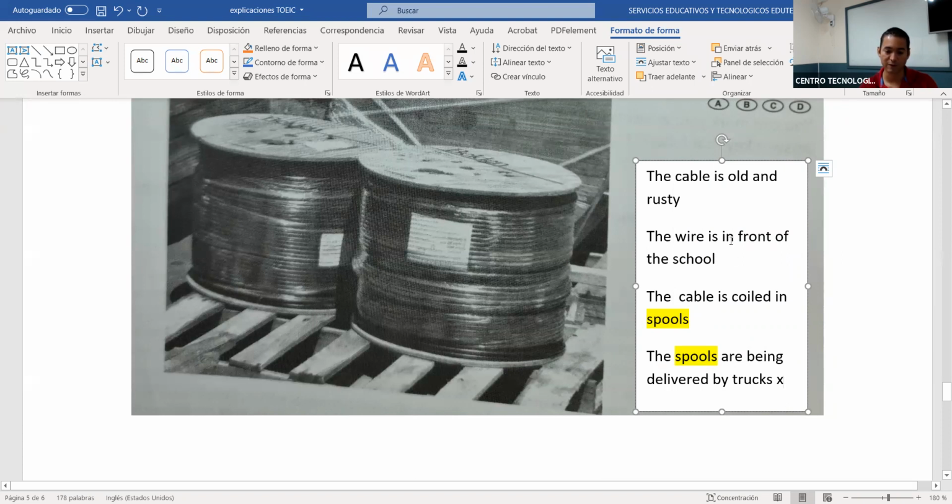So the wire in front of the school? No. The cable is old and rusty? No. And the one that you get here is this one.